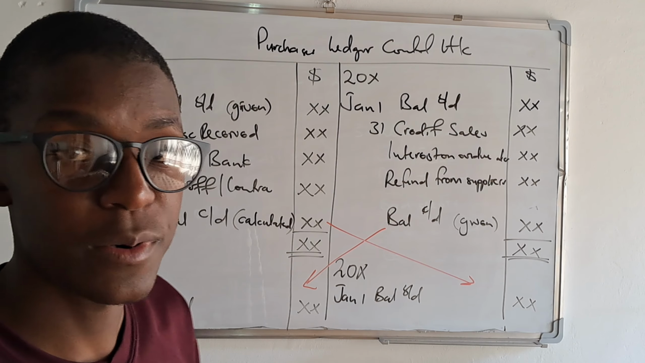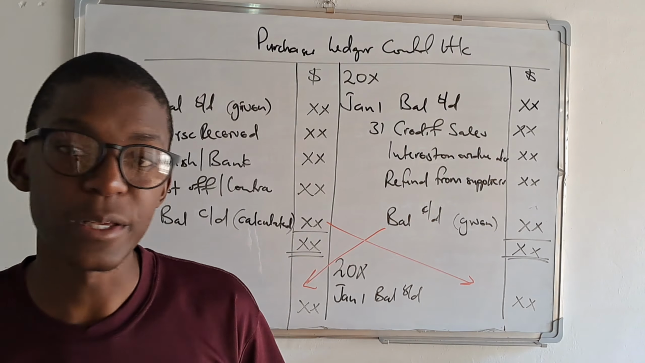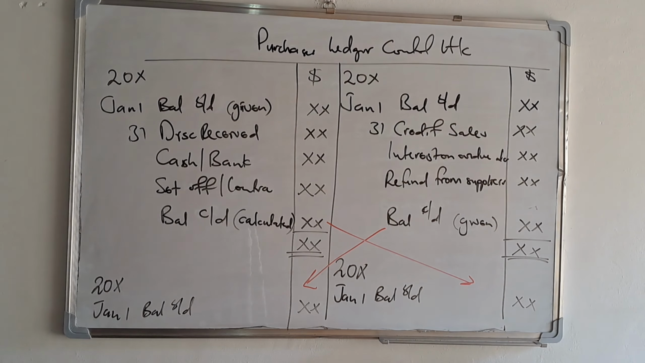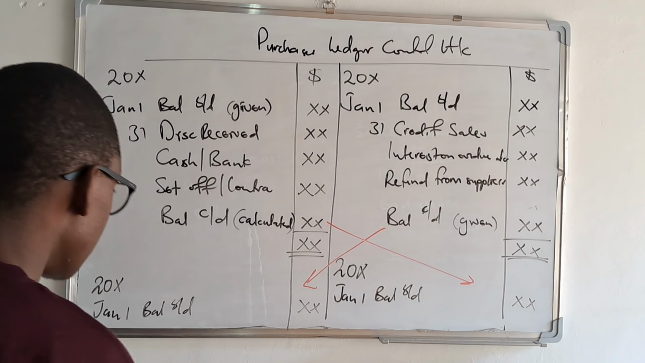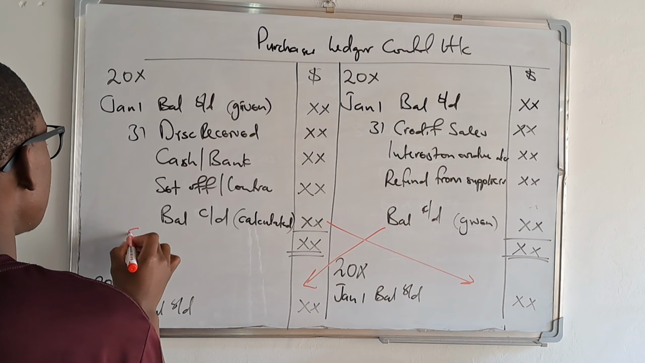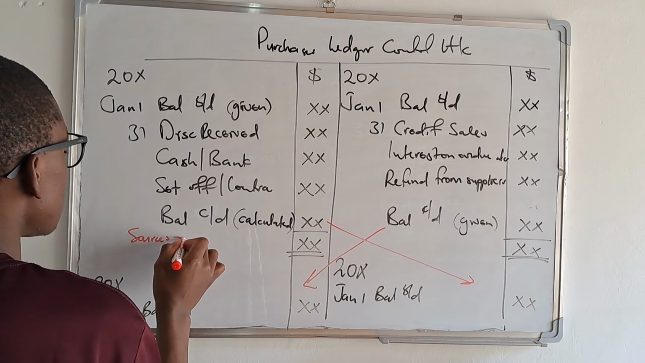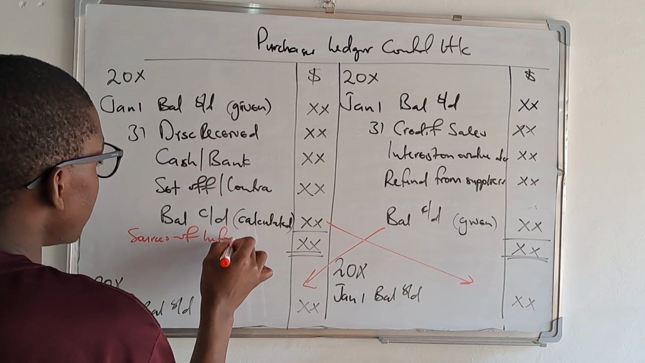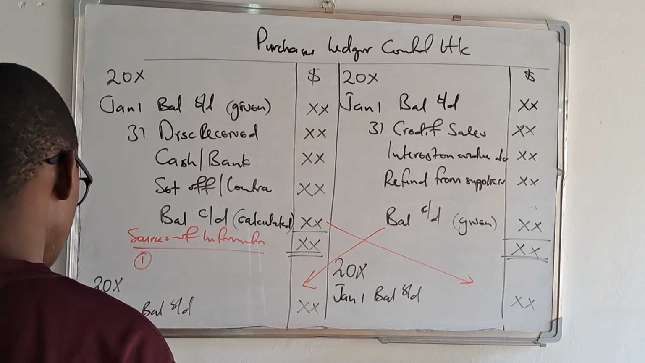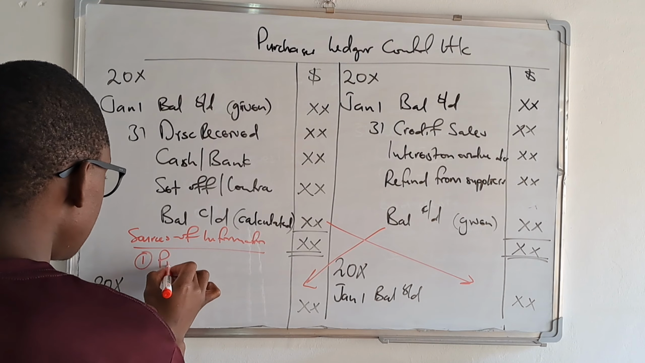According to our syllabus, we're required to know the preparation, the purposes, parts, and also the sources of information of the purchases ledger control account. In terms of the sources of information, where do we get this information? We get it from the purchases daybook.